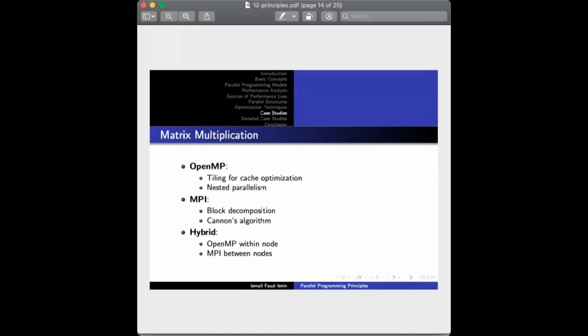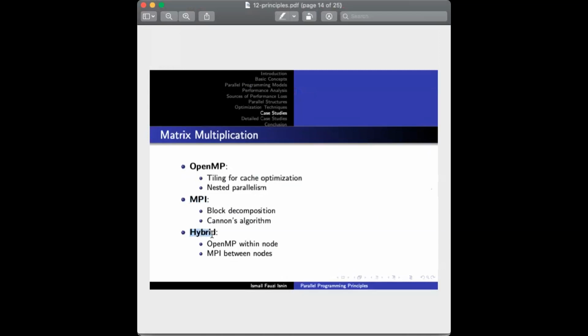All right. And then for the MPI, we focus on spatial distribution. We split the large matrix into distinct blocks using 2D block decomposition. And after that, execute advanced communication patterns like Cannon's algorithm.